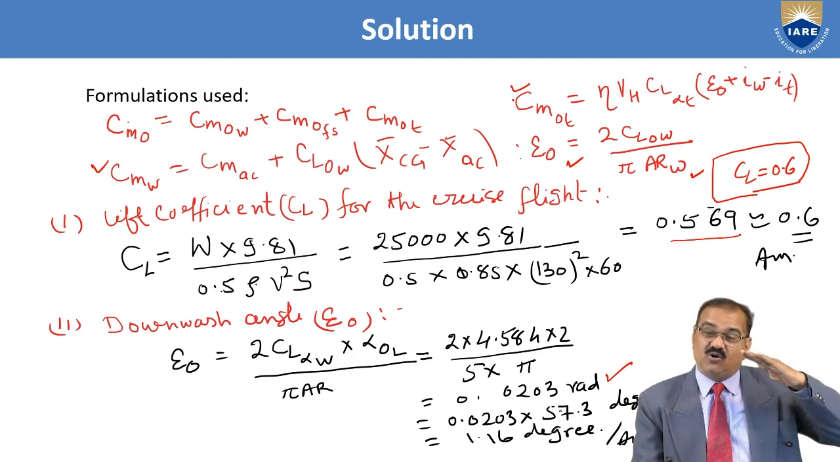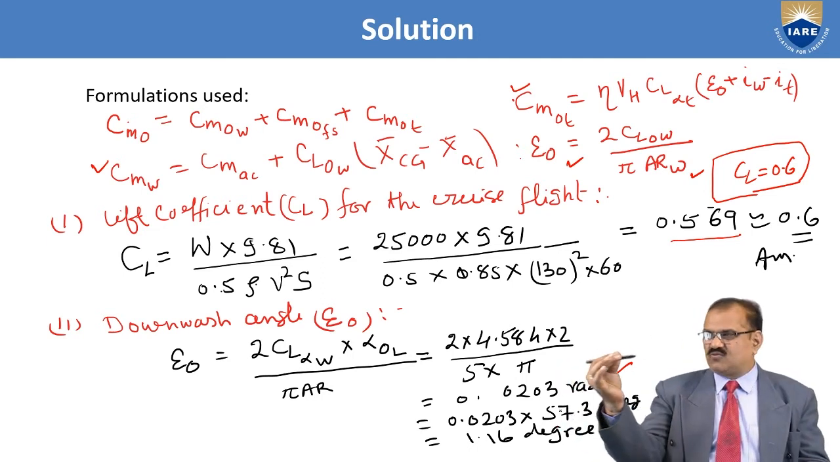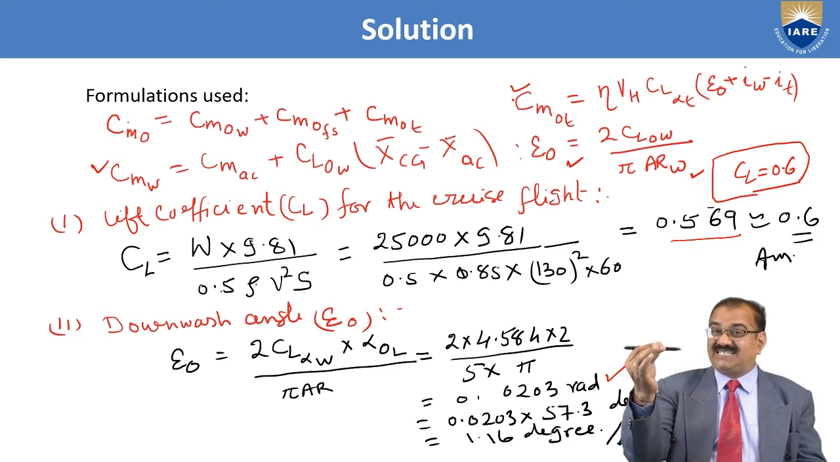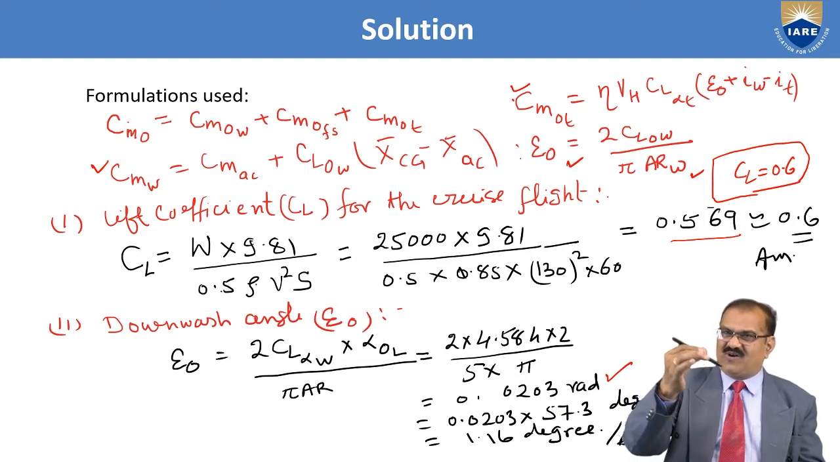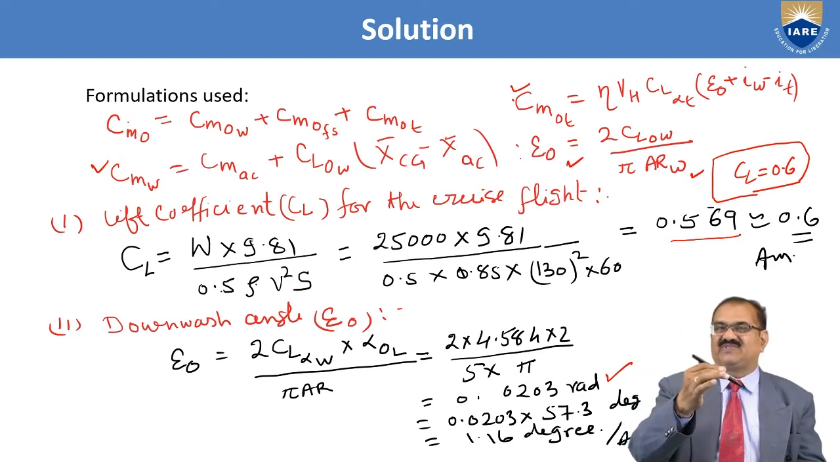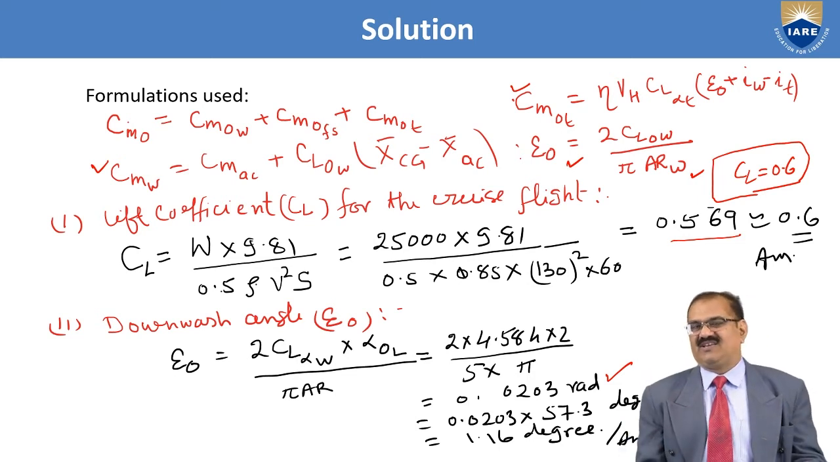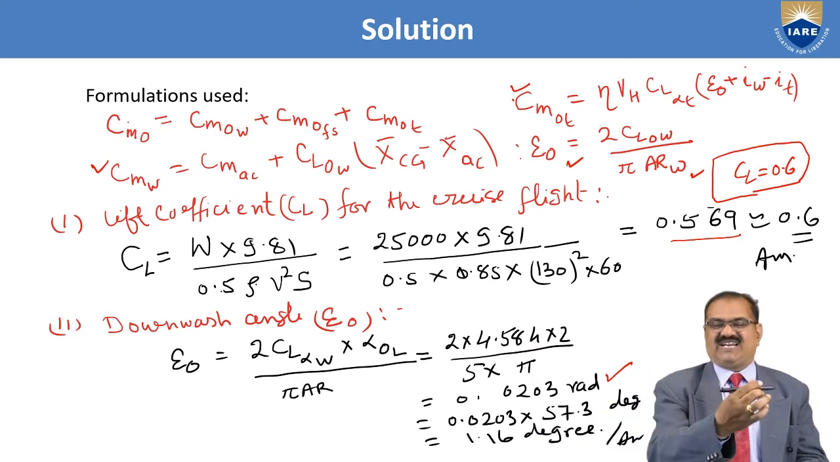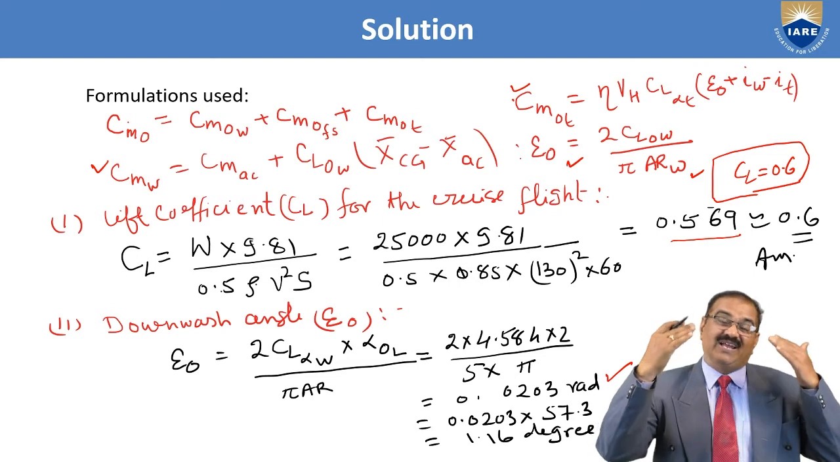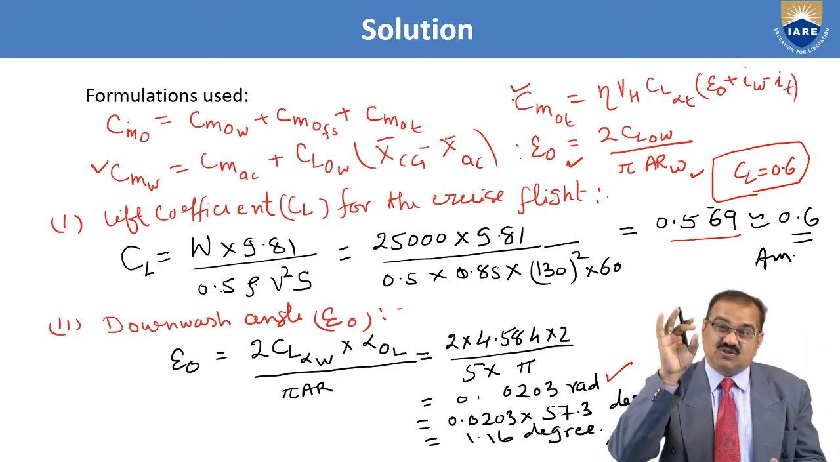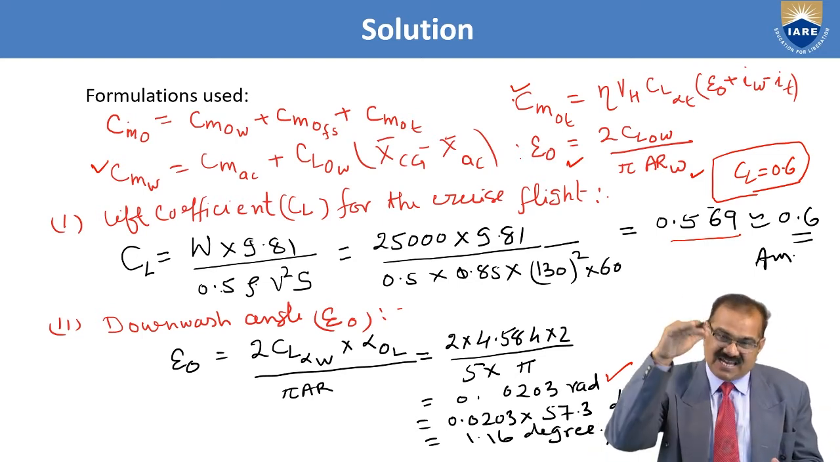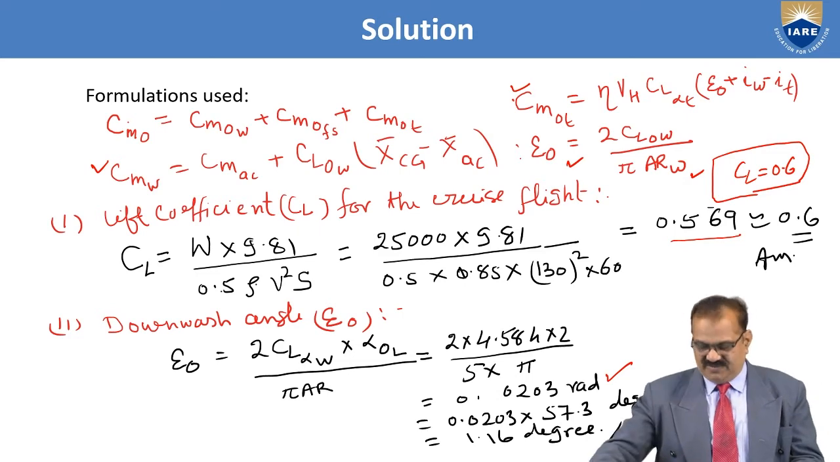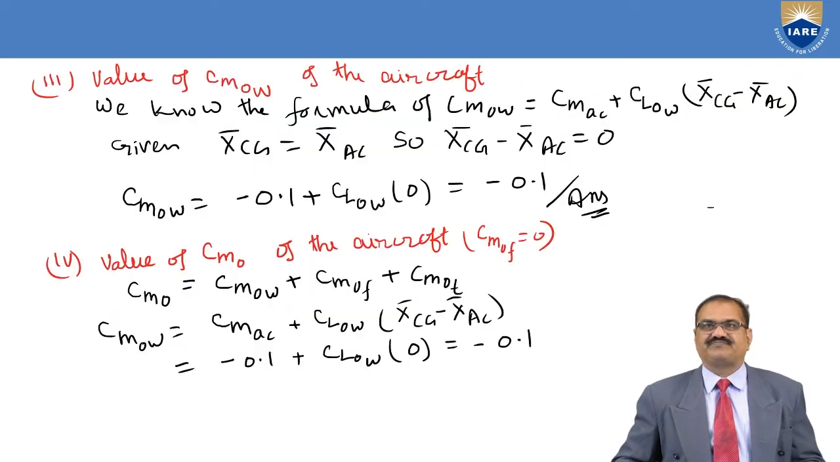So it means your wind is going like this, and after touching the wing, it is going down by 1.16 degree. That is the meaning of downwash. So the wind is not going straight. After touching the wing, when it is reaching the tail, it is falling down by 1.16 degree.